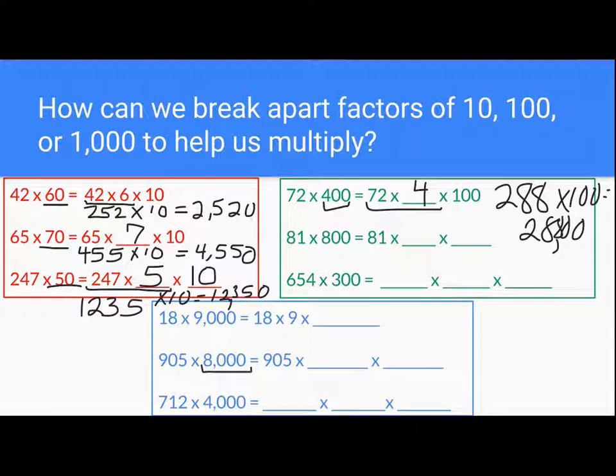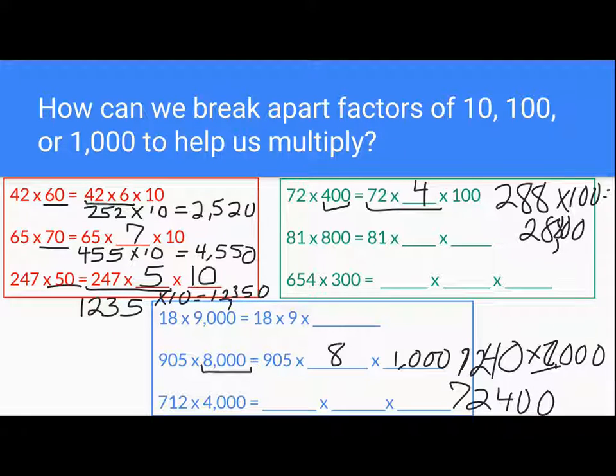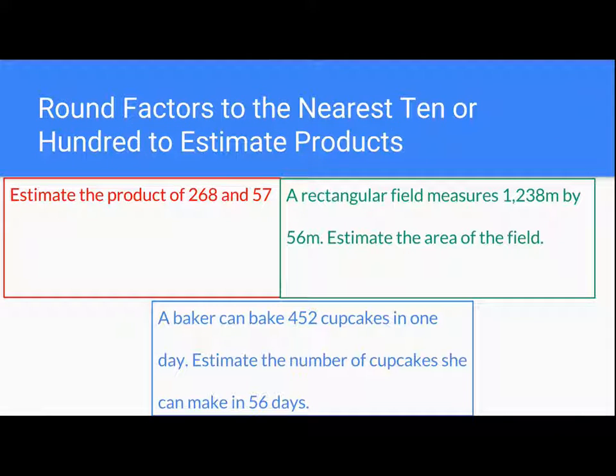And we can even do the same thing with thousands. So let's do this one down here. 905 times 8,000. Well, we can break up the 8,000 into 8 and 1,000. And now we just have to do 905 times 8, which would be 7,240. Times 1,000. Woo! We need to add 3 zeros to that number. Ready? 1, 2, 3. Oh my gosh. 7,240,000. So we can break apart factors of 10, 100, and 1,000 to help us multiply really easily.